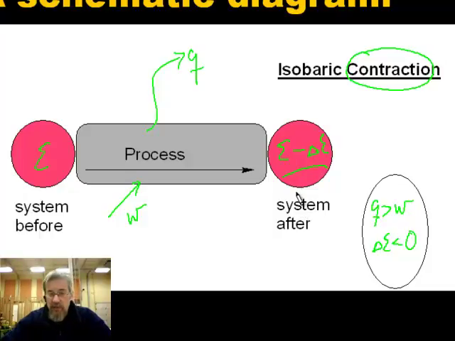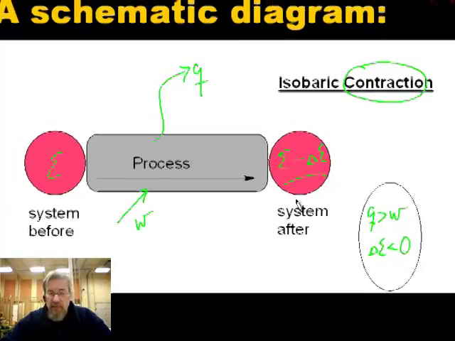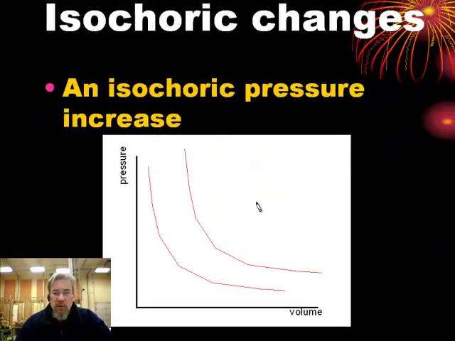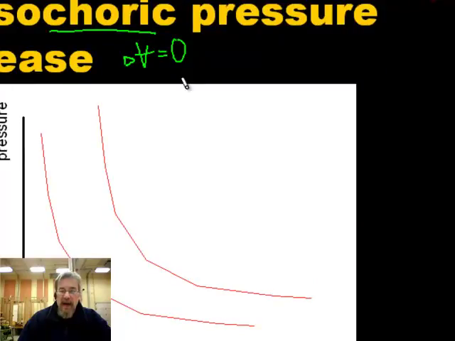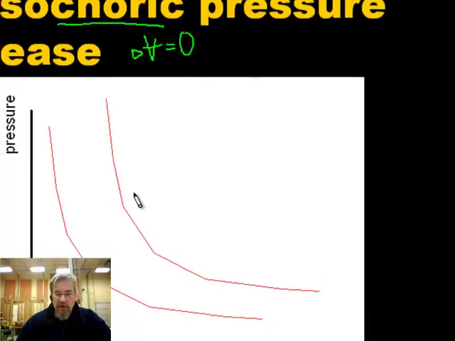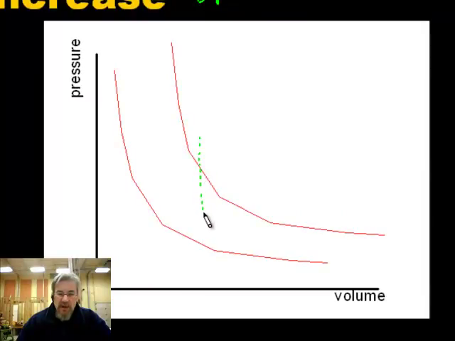So after this isobaric compression, the system has less energy stored in it than it did before. Let's look at isochoric changes next. These can't be compressions or expansions because isochoric, by definition, means the change in volume has to be 0. There's no change in volume. Looking at the volume scale, that means in these kinds of changes we're following a vertical line.